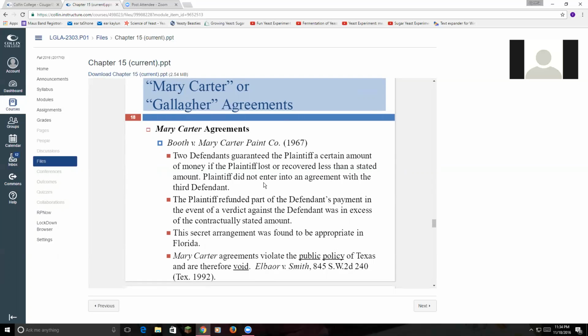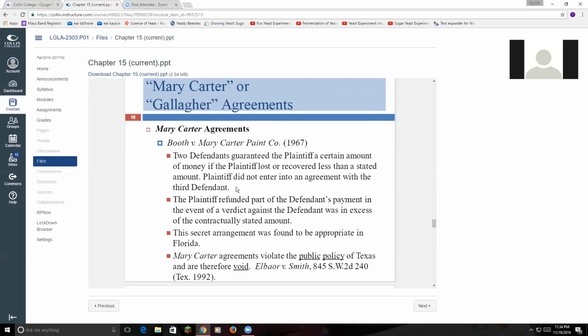In the Mary Carter case, this is what happened. Two defendants guaranteed the plaintiff a certain amount of money if the plaintiff lost or recovered less than a stated sum. The plaintiff did not enter into agreement with the third defendant. Okay, so two settled, one remained. The settlement that the defendants entered in with the plaintiff wasn't your typical settlement where the defendants paid the plaintiff some sum of money and they were released from the lawsuit.